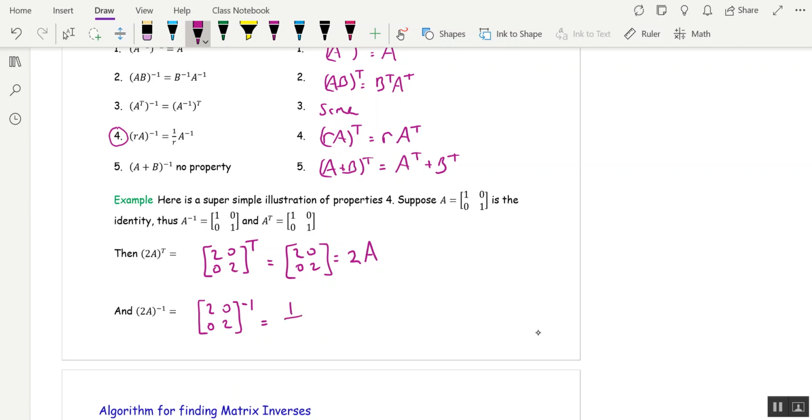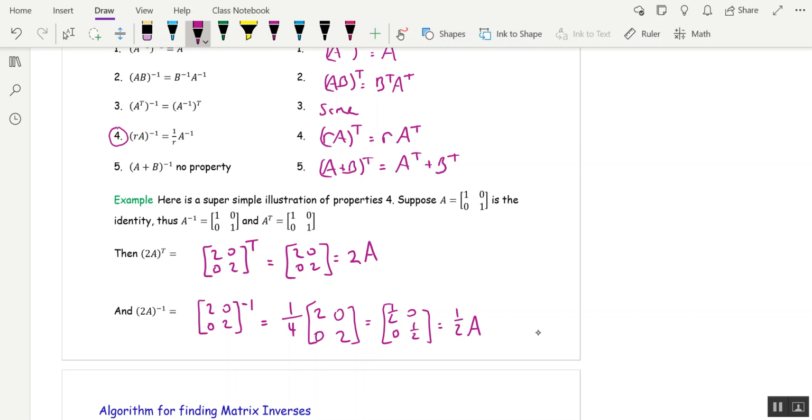So I want 1 over the determinant. The determinant is 4 minus 0, which is 4. And then we swap the 2's, but we can't tell because they're both 2. And we make both zeros negative, but negative 0 is still 0. So that's a half, 0, 0, a half. Well, sure enough, that's 1/2 A. If I pull out the 1/2, I get 1/2 the identity.